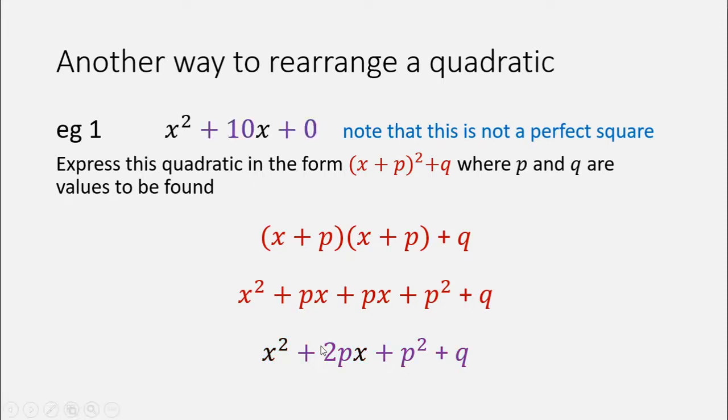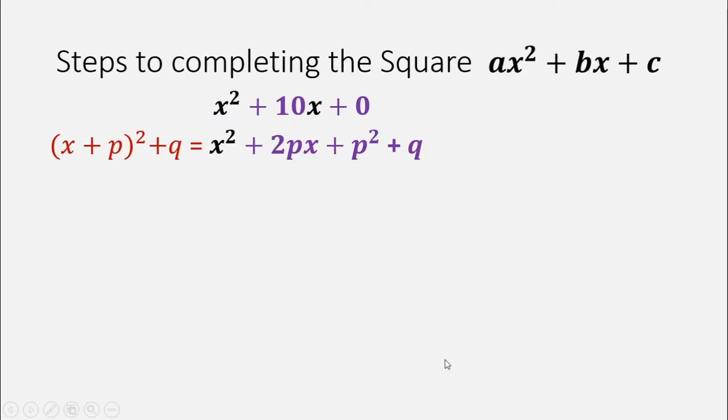I've used some colors here just to make that a little bit clearer for you. So the 10 is the 2p, and the 0 is the p squared plus the q. Okay, so let's try and complete this square. I've got some steps for you to follow, and you're going to want to write these down, so if you need to hit pause to do that, please do.